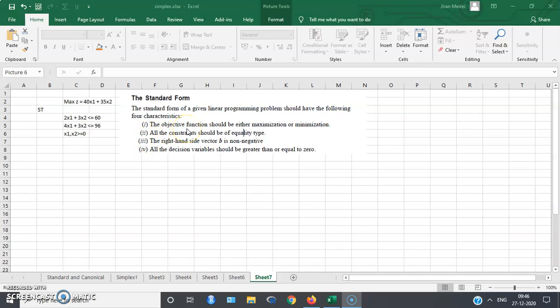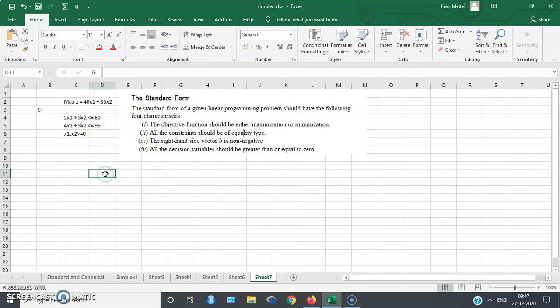The first one is the objective function should be either maximization or minimization. We have that. This objective function is in the form of maximization. The constraints should be equality type. The constraints are yet to be in equality type. The right hand side values of the constraints should be all non-negative. That is okay. The decision variables involved should be all greater than or equal to 0. Up to now it is okay. So now let's first convert the inequality into equality.